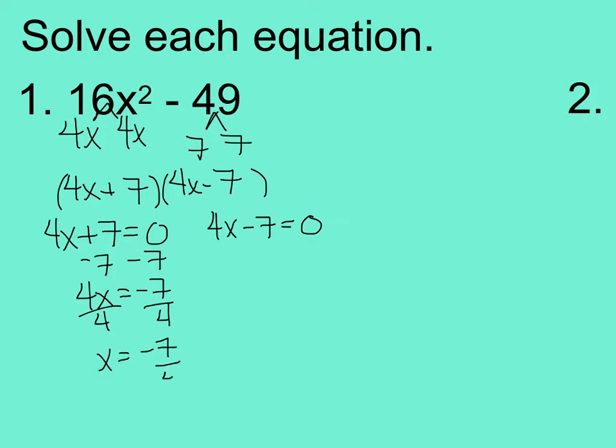Now you could go through and solve the second one, but remember with difference of squares we get one negative answer and one positive. So plus and minus 7/4.